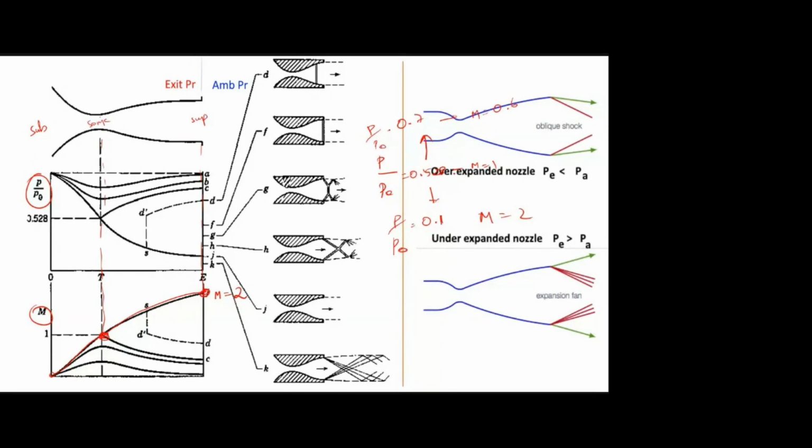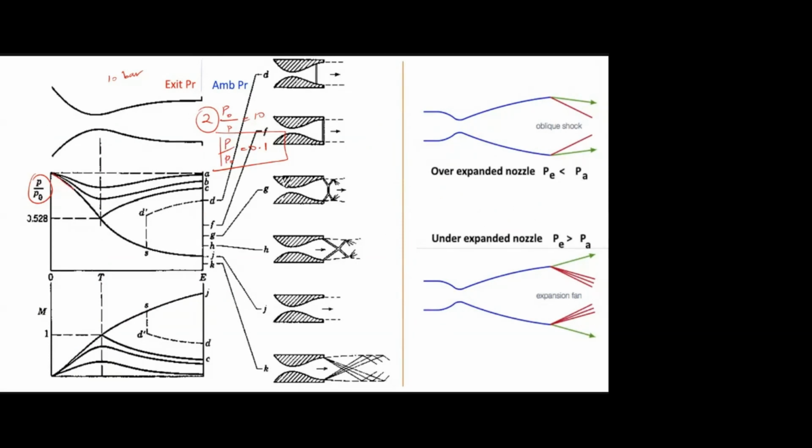For 0.528, I will get Mach 1. If P by P naught is less than that, I will get supersonic. If P by P naught is more than 0.528, I am getting subsonic. That will also keep on decreasing, so that I am getting the Mach number 2 here. Subsonic, sonic, supersonic without any shock. I am getting the supersonic Mach number of 2. This is the P by P naught curve, and this is the Mach number curve for this optimized nozzle. This is clear, right? These two curves.